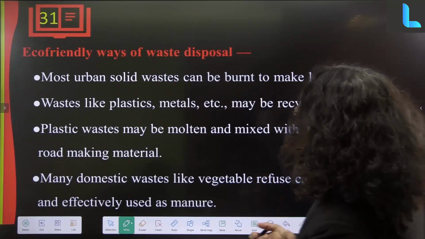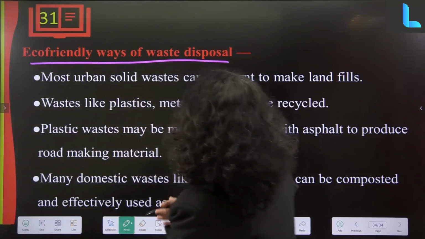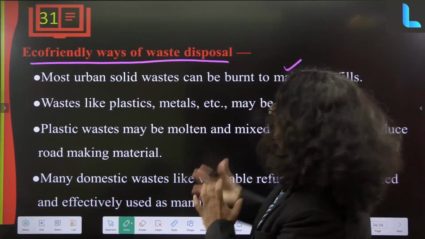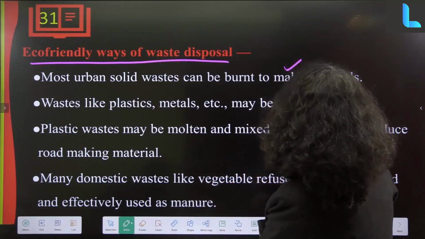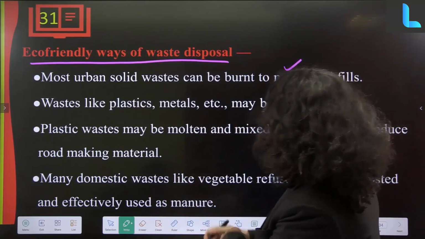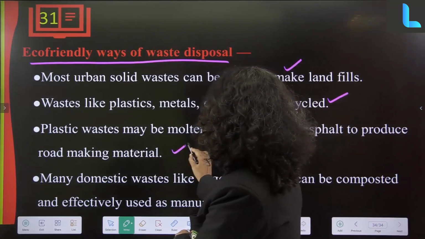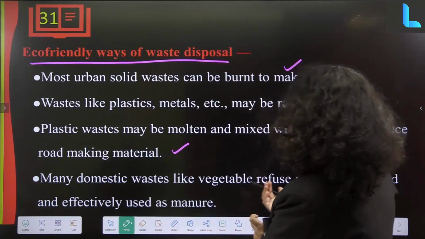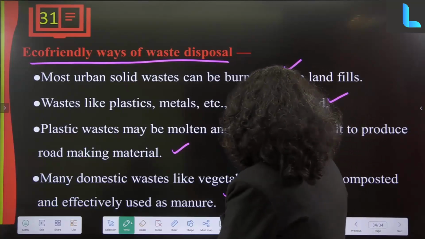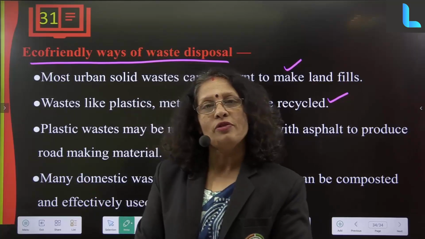Okay. Now, if we say eco-friendly ways of waste disposal, what are the eco-friendly ways? Most urban solid waste can be burnt to make a landfill. Next, waste like plastic, metal may be recycled. It has to be collected separately, then only it can be recycled. Plastic waste may be melted and mixed with asphalt to produce a road making material. Road surfacing can be done. Many domestic wastes like vegetable refuse can be composted and effectively used as manures. Okay, so these are the different eco-friendly ways of waste disposal.